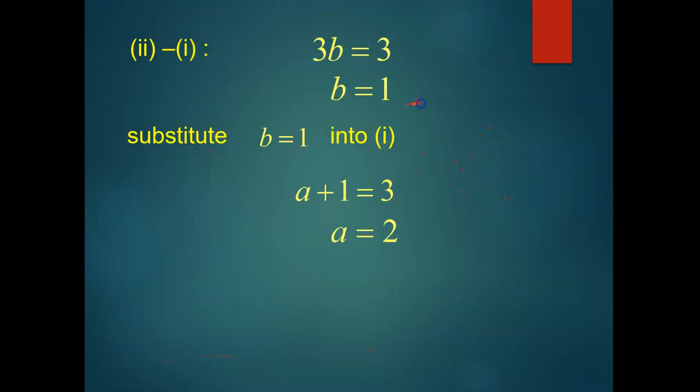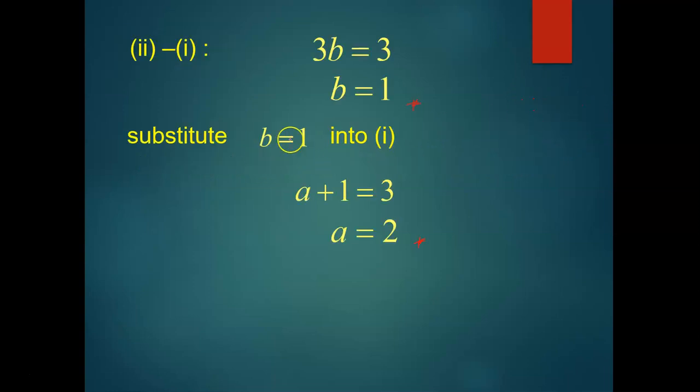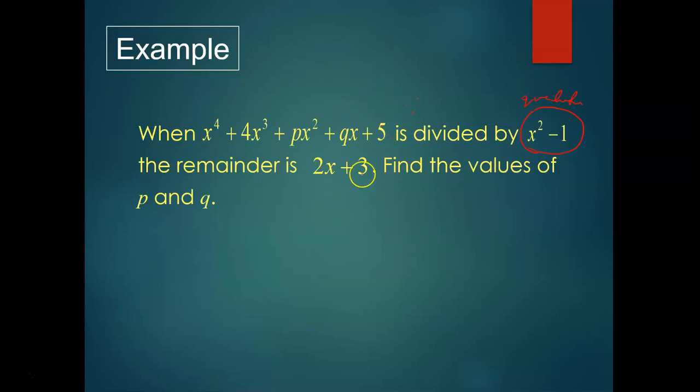Okay, then you get b and a value. This example is also the same. When x^4 + 4x^3 + bx^2 + qx + 5 is divided by x^2 - 1, this is not a linear factor, this is a quadratic equation. So you cannot simply use the formula just now. So what you need to do, you must use the general equation.